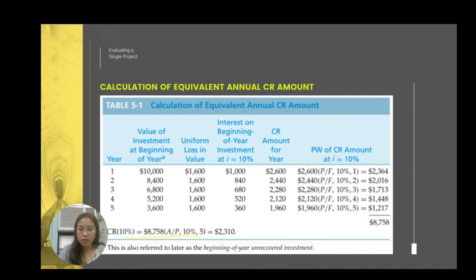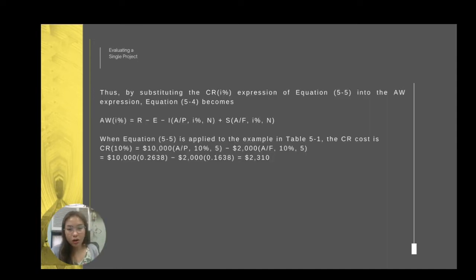So you have here the CR amount. Okay, and then ang imong factor. So you will arrive with these answers here. So change ra nimo sa per period niya, which is the year, 10%, given na siya, no? And so by substituting the CR I percent, ang interest niya, expression of our equation, katong CR formula, makakuha ta ani if i-substitute nimo siya sa AW.